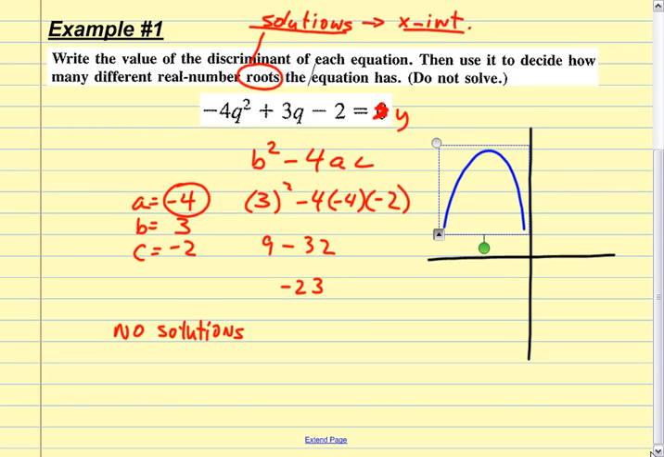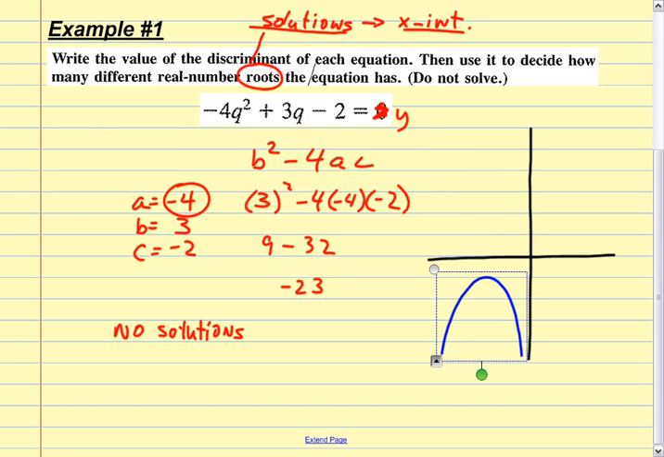Let me ask you this, though. How many times does it hit the x-axis? None. It's not supposed to hit it any time because we had no solutions. So I need to put it down here, right? So it'll never hit the x-axis. Let me ask you this. Where is the vertex? Is it below or above or on the x-axis? Below. We're going to have some questions like that.